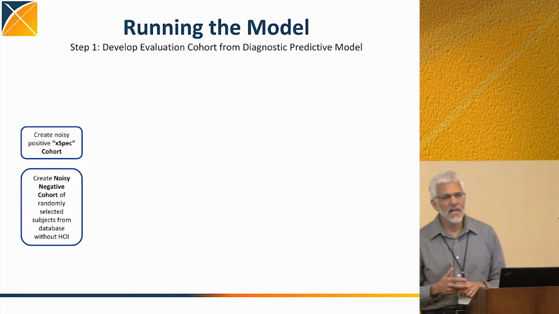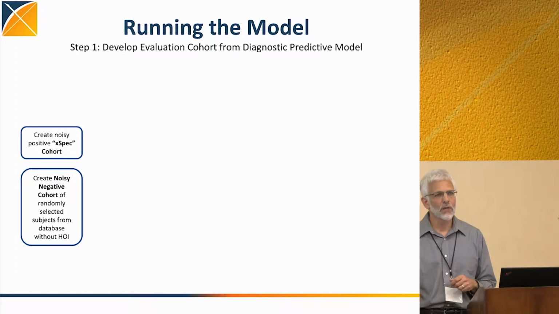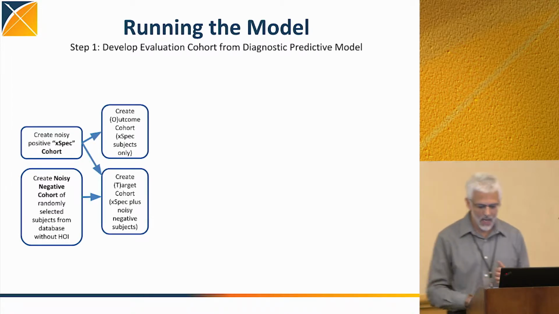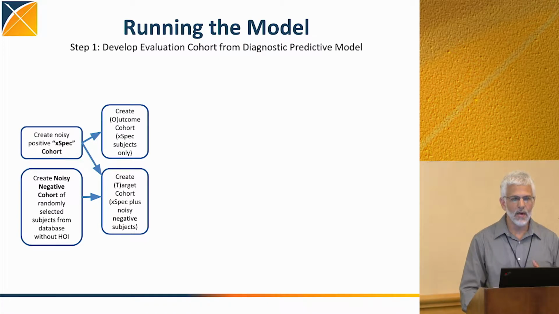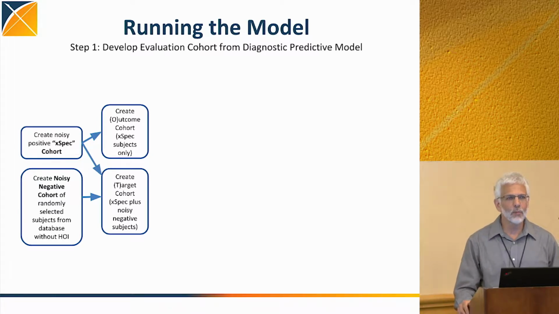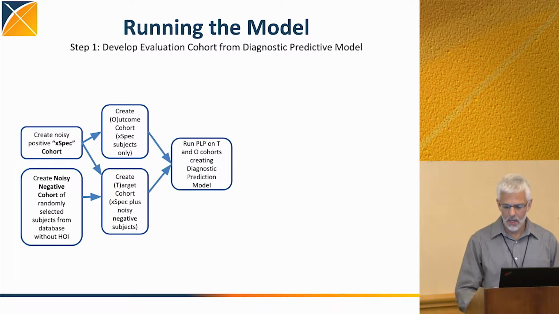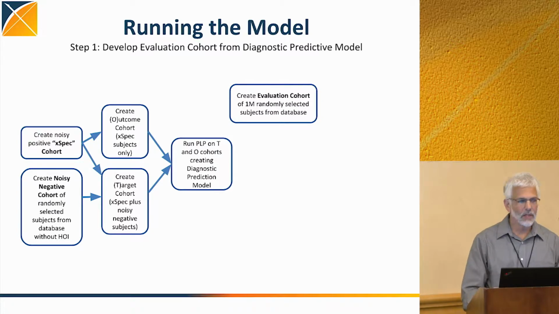So what we do then is we take those noisy positives and create a cohort of the noisy positives, plus, like Juan did, people who did not have the condition at all. We create a population of that, and then, remember what Jenna was talking about yesterday, our T's, O's, and times at risk. Our T, the target population, is everybody. Our outcome is the people who were the noisy positives. From there, we run the PLP package and create a diagnostic predictive model.